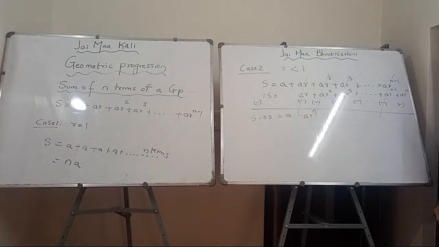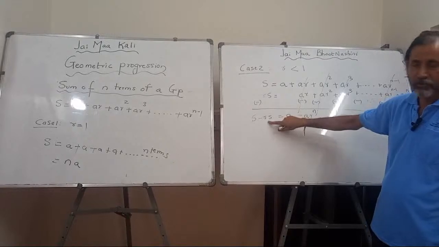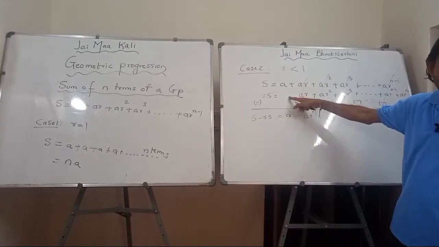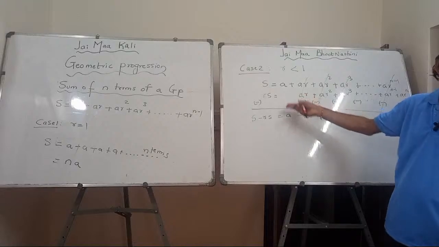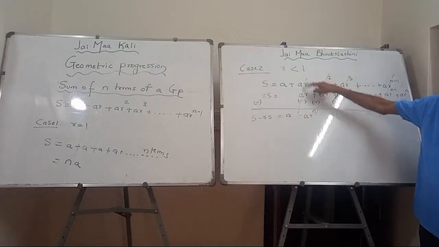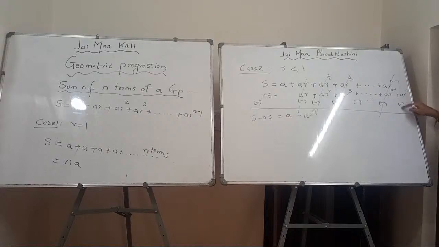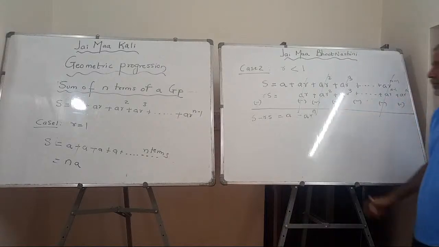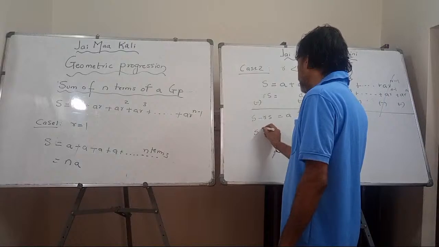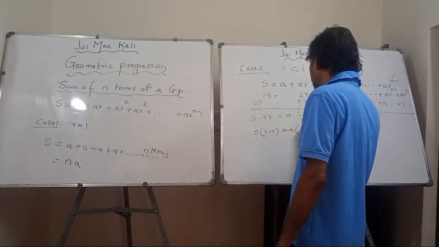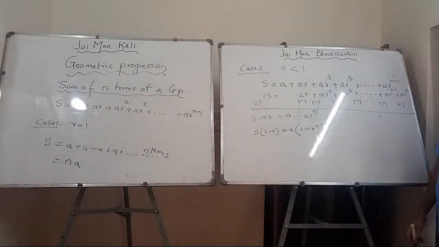You understood this minus this I can do? There is nothing to subtract here, so a minus 0, you consider a only. This minus this, gone, they cancel out. All these terms cancel out except the last term, because we have nothing on the top to cancel. So it will become a minus sign. I have written it here. So now this becomes S into 1 minus r is equal to a into 1 minus r raised to n. Is it okay?